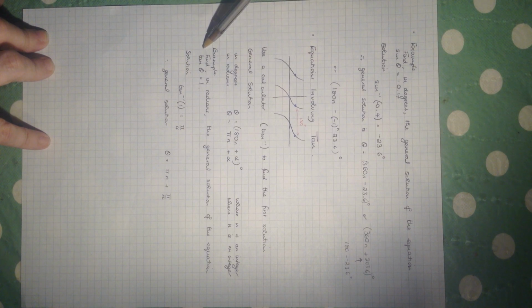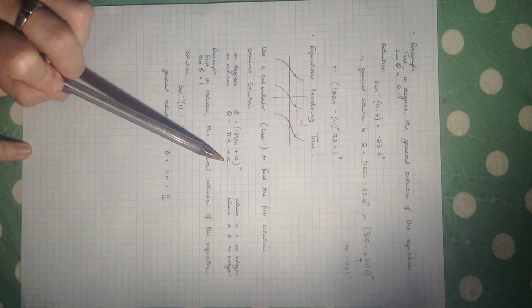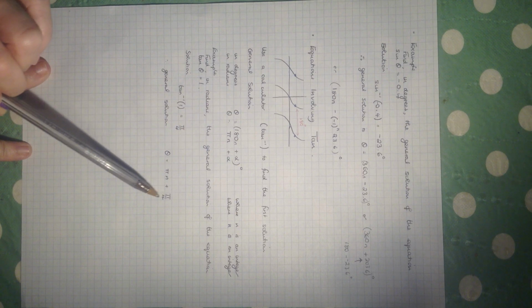So in this example, find in radians the general solution of the equation tan theta equals 1, using the calculator to get our first solution. Inverse tan of 1 is pi by 4, so just substituting that in for alpha, we get theta is pi n plus pi by 4.